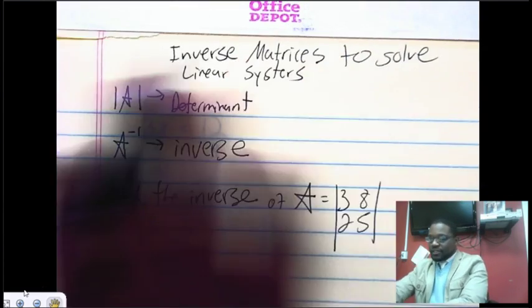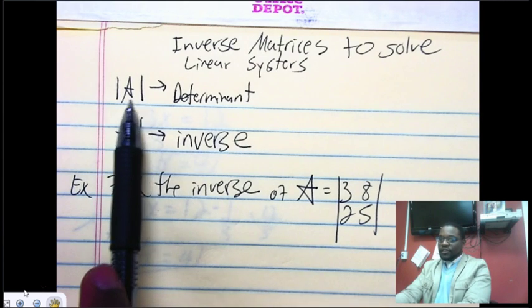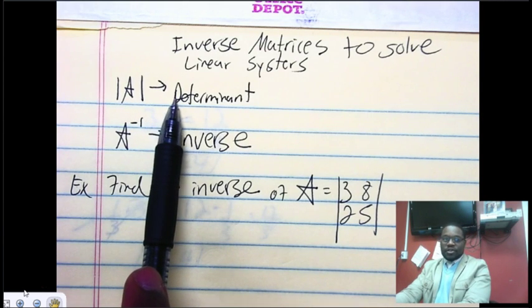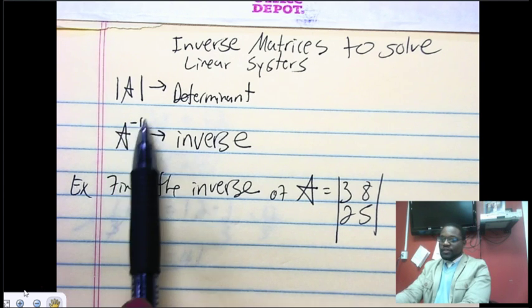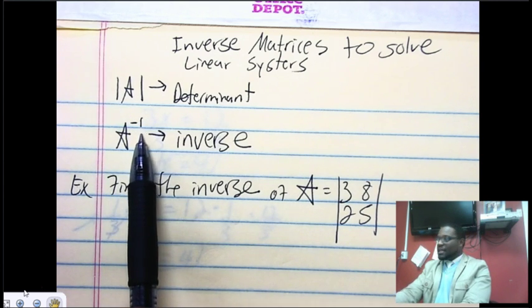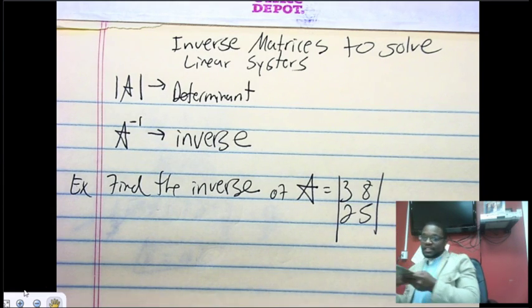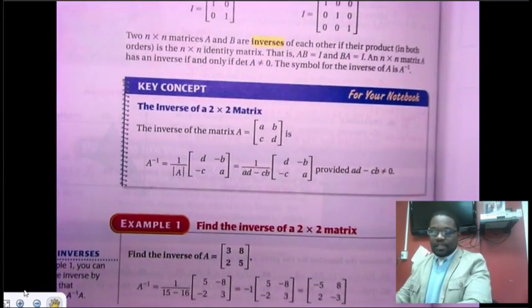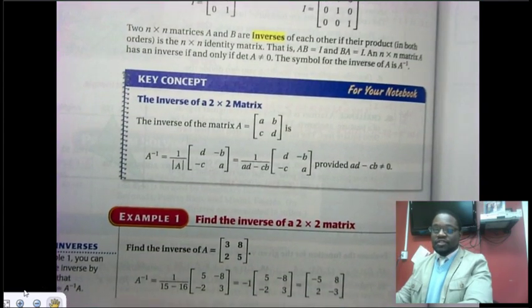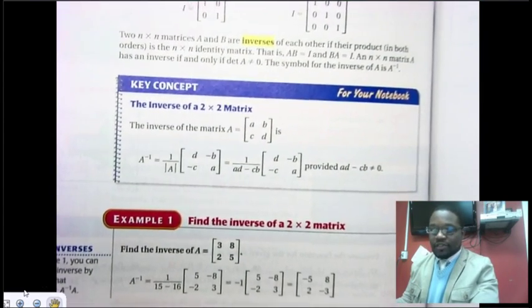So, a couple of ideas. Whenever you see a capital letter with vertical bars, that's usually talking about the determinant. Whenever you see a capital letter with a -1, you're talking about an inverse. Just wanted to throw that out there. Don't worry about that example yet, because I want you to get this key concept right here. This key concept, the inverse. How to find the inverse of a 2x2 matrix is given like so.